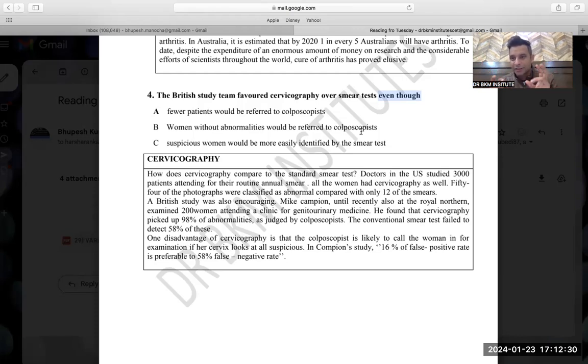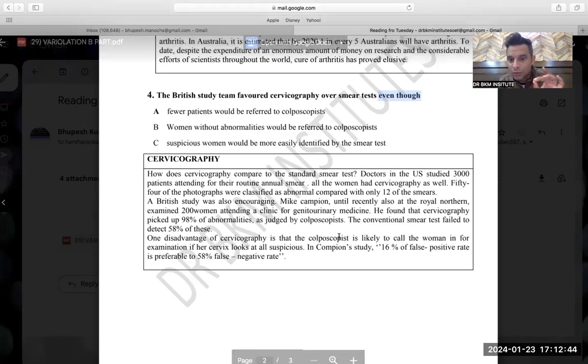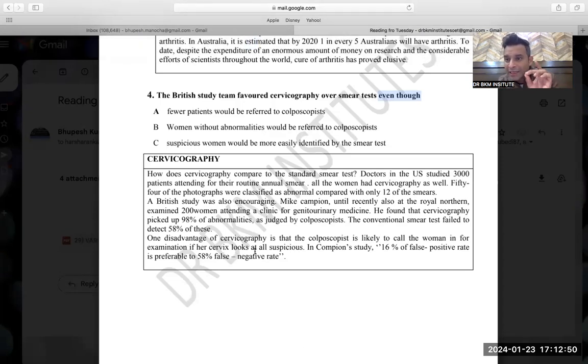Please understand, this is a complicated question, but that is why I'm teaching you this, so that you don't have to spend over energy when you understand the concept. So I already realized I have to talk something negative about cervicography, and this was the line. The coloscopist is likely to call the women in for examination if her cervix looks at all suspicious, means even a minor suspicion, then coloscopy. That means women even without abnormalities, who are just suspicious, would be referred to the coloscopist. So what is the disadvantage? That the coloscopist will have to attend more patients.